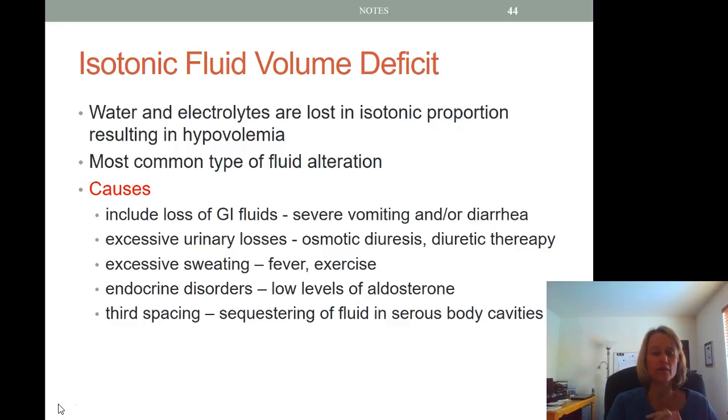Diuretic therapy, excessive sweating, in which sodium and water are lost in isotonic proportion, which could occur with fever or exercise. Some endocrine disorders, in which maybe we have low levels of aldosterone. Third spacing, where we have fluids that are sequestered in body cavities and no longer circulating.